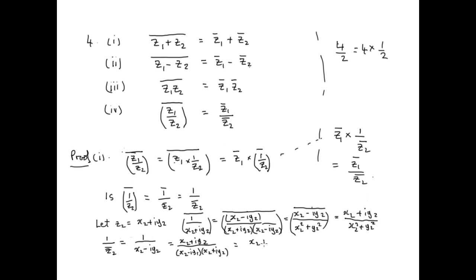So we end up with x2 plus iy2, and this times its conjugate, the real part is x2 squared, the imaginary part is y2 squared as before. Sorry, the real part is x2 squared plus y2 squared, the imaginary parts cancel. So we're left with two equal things. So we certainly know that the conjugate of 1 over z2, we've just proved that that's equal to 1 over the conjugate of z2. And that is the conjugate of z1 divided by the conjugate of z2. A bit messy, but we eventually got there.